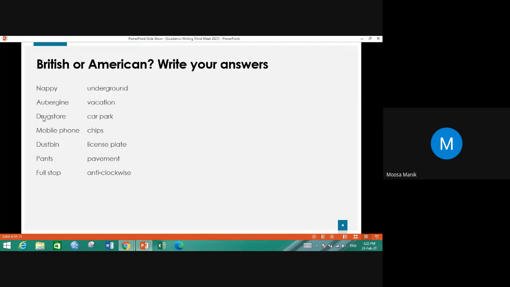Dustbin. American. Dustbin is American. What about British? Dustbin is British? What about Americans? Garbage can. Yes. Of course, that's American. What about pants? Pants is British. Pants is American.